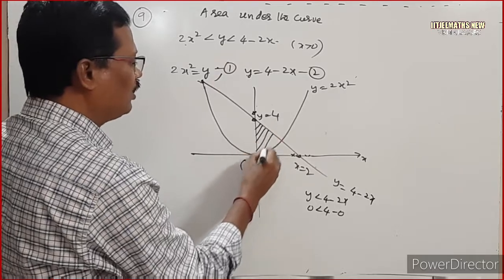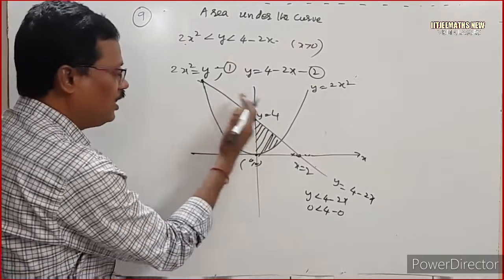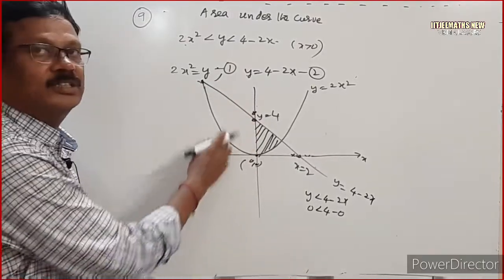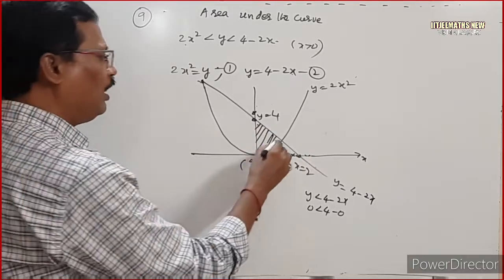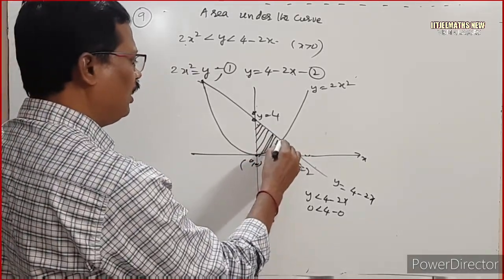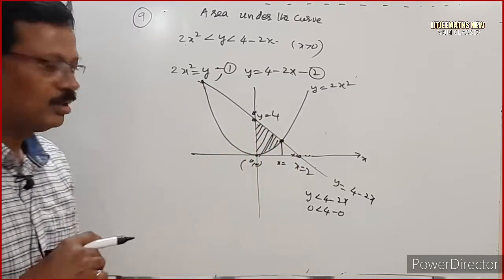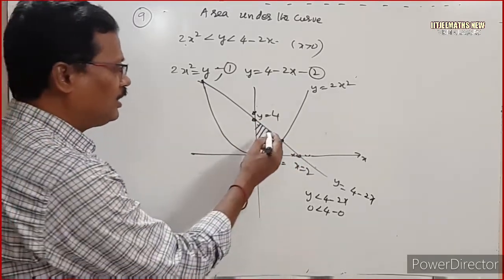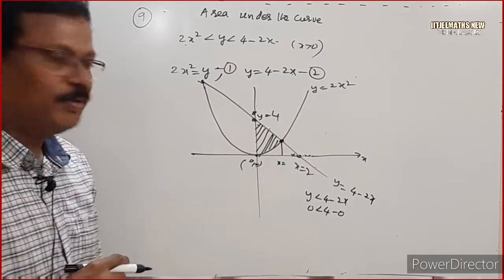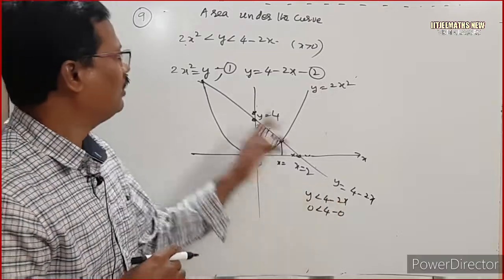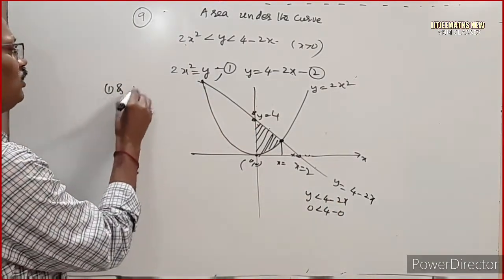And also they are telling only x greater than 0. If I take this area, this side is x less than 0. That's why I take this one. And how do we find this area? Here, let us see the intersection point. What about the intersection of line and parabola? Now, y is equal to 4 minus 2x, and y is equal to 2x square. This is 1 and 2.